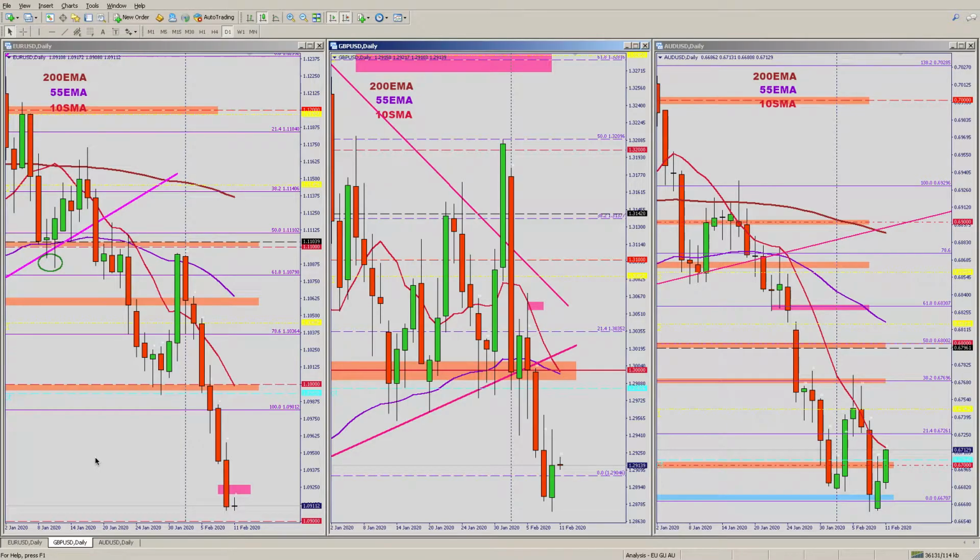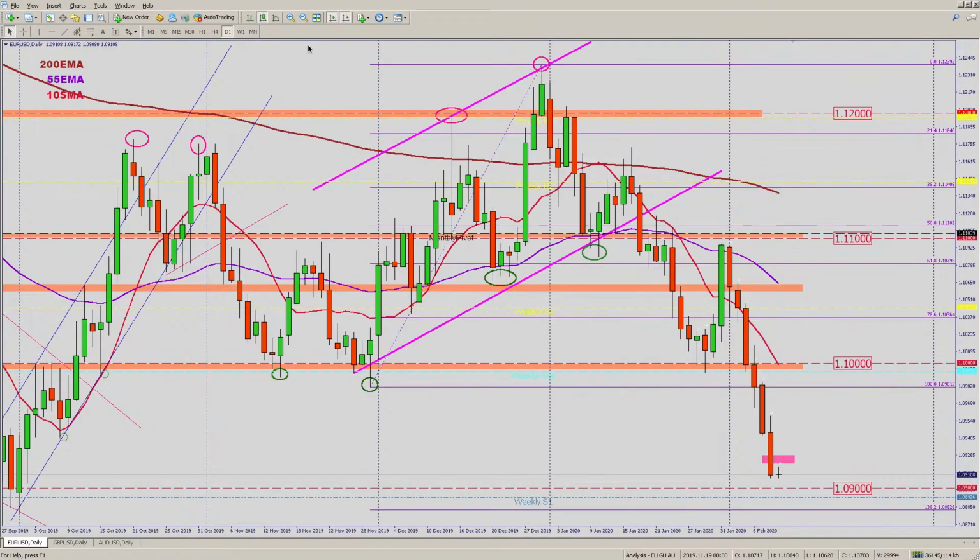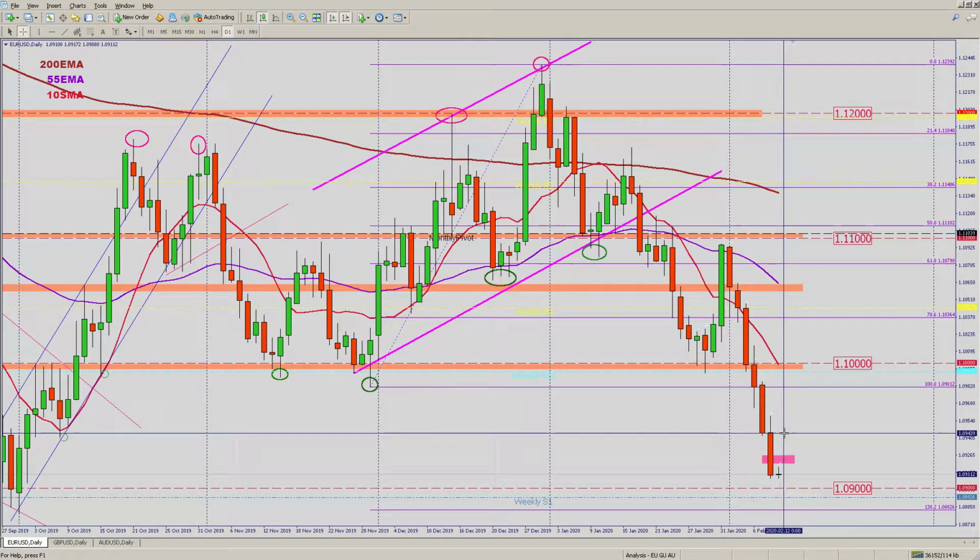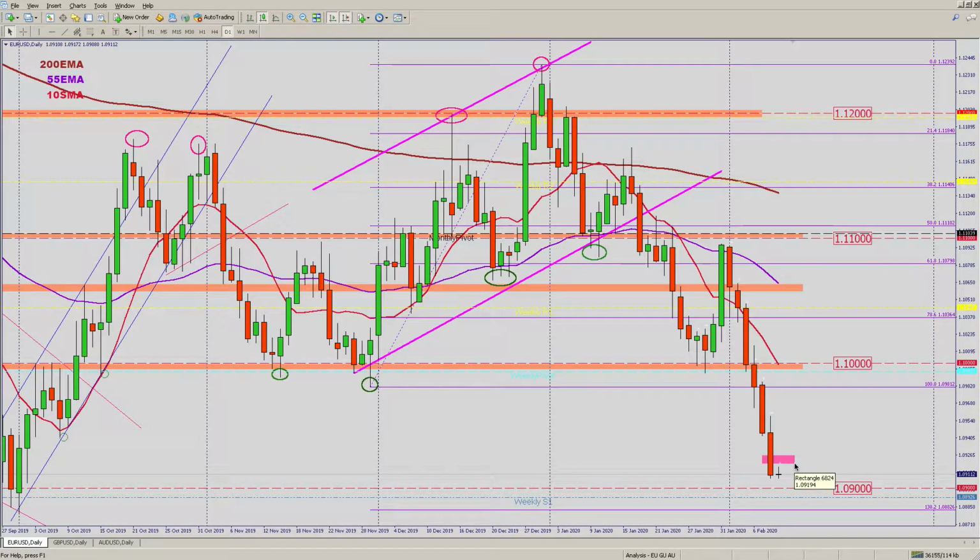Since I may not be available to record a video tomorrow, I thought I'd better record it today on Tuesday. Let's take a look at the Euro. From the start of the week, it has still been weakening. It has fallen through the intermediate level of support and is really targeting the 109 support area.